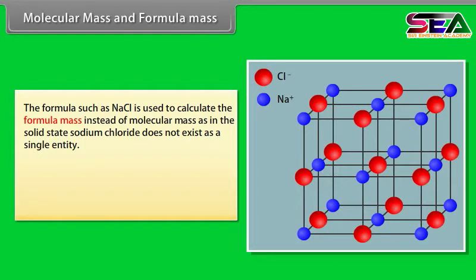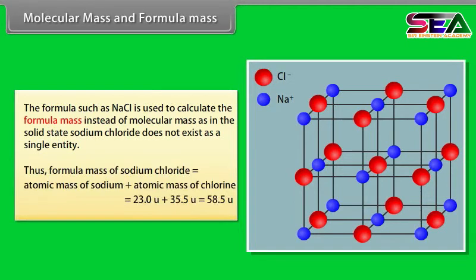as in the solid state sodium chloride does not exist as a single entity. Thus, formula mass of sodium chloride is equal to atomic mass of sodium plus atomic mass of chlorine, which is equal to 23.0 u plus 35.5 u, which is equal to 58.5 u.